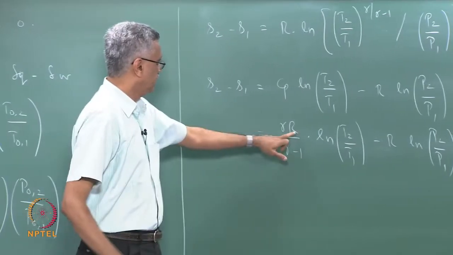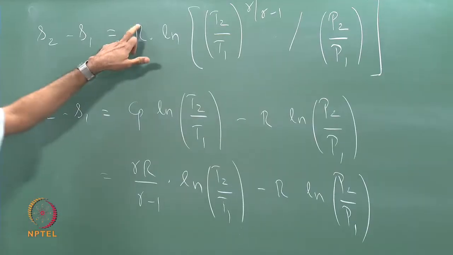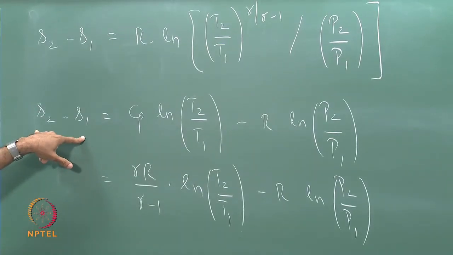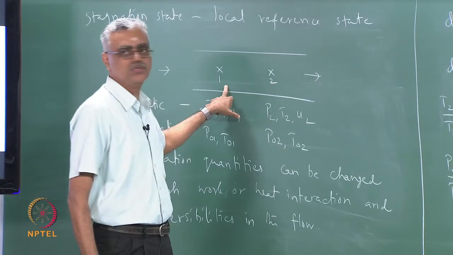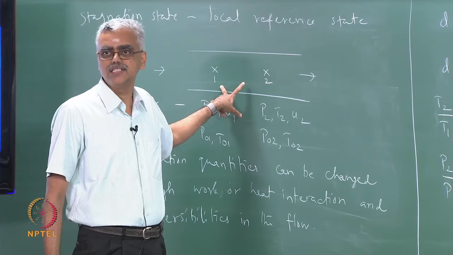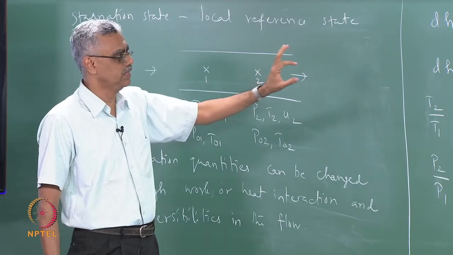So if I take the R outside and take the gamma over gamma minus 1 to the exponent here, I arrive at this equation. So what I have done is I am calculating the entropy change between state points 1 and 2 in the flow, with the objective of relating the stagnation states between these two, corresponding to these two static states. That is what I am trying to do there.